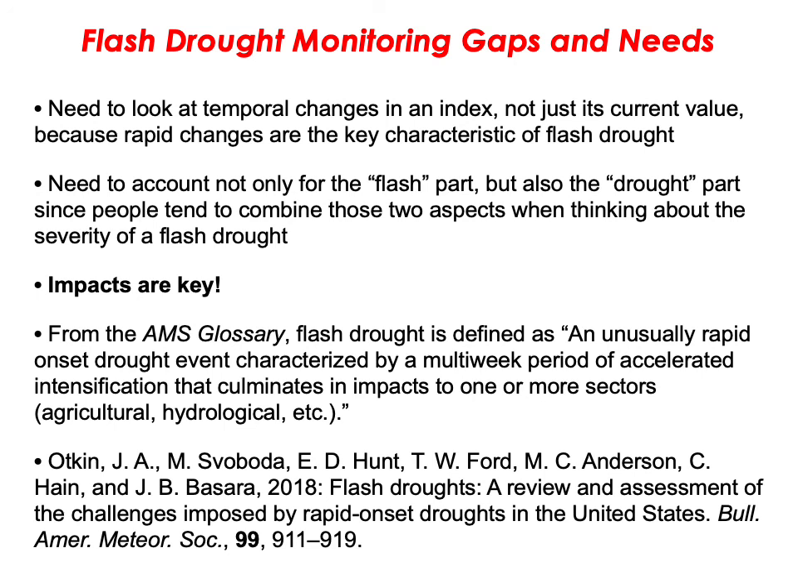So finally, I'll reiterate here that like all types of drought, impacts are a key feature of flash drought, which means that flash drought monitors need to include impact-based indices such as soil moisture and ET, in addition to indices that depict the meteorological drivers of flash drought. This framework is consistent with the flash drought definition that was added to the AMS glossary last year.